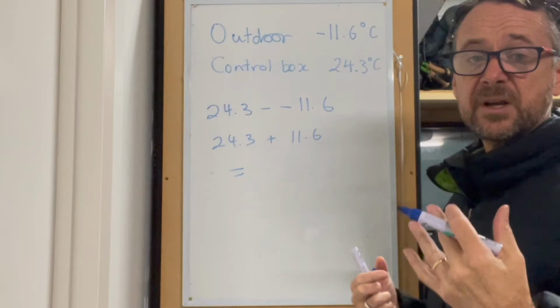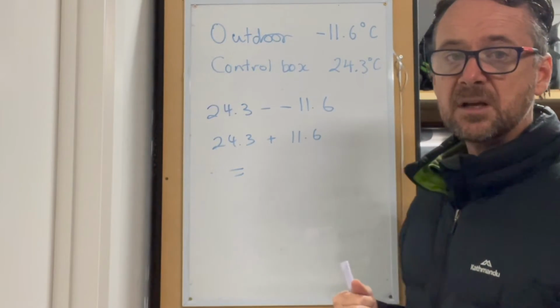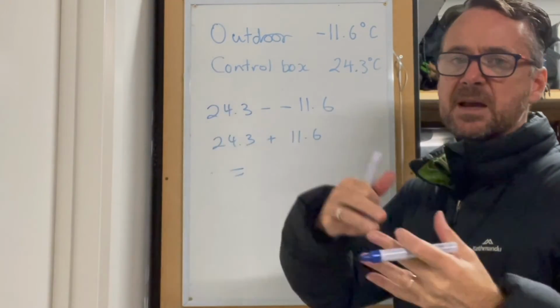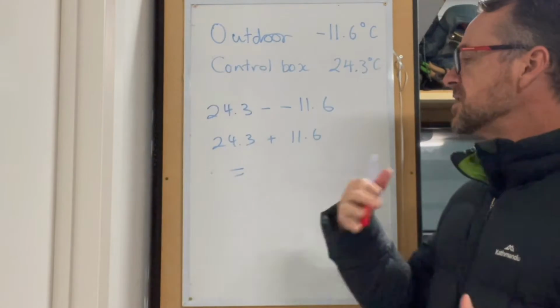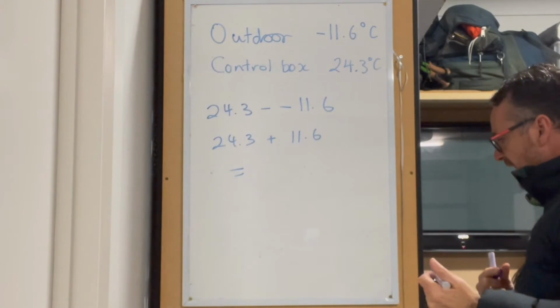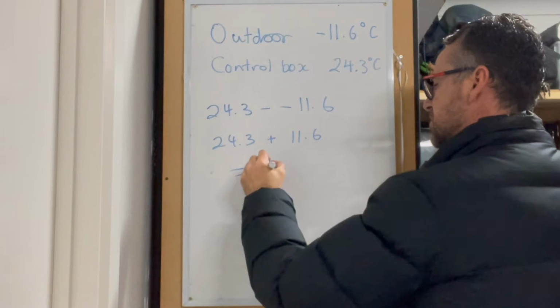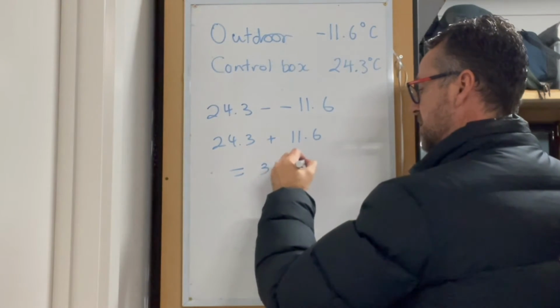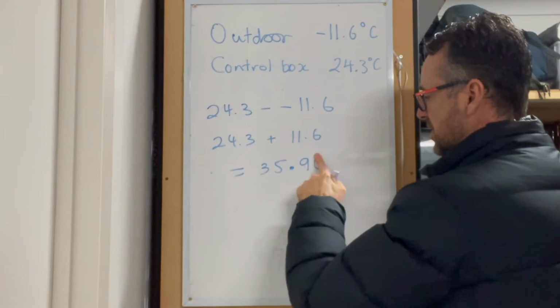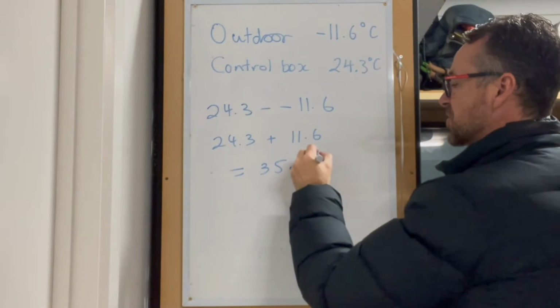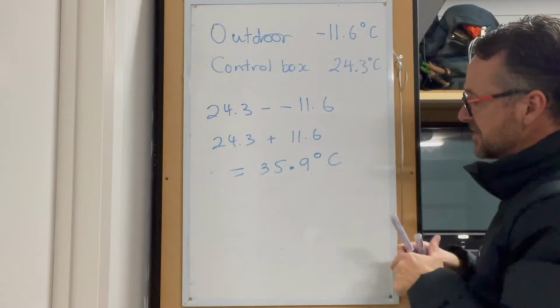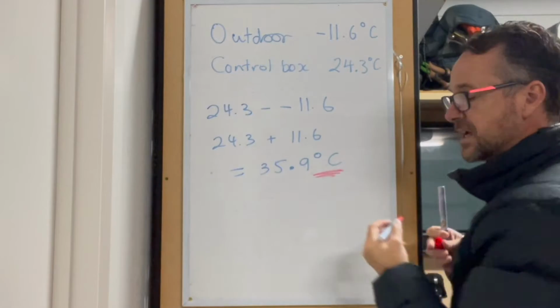You can imagine between it being minus 11 in the morning and then 24 degrees during the day, it's about a 30-degree shift in temperature. So your answer needs to be in that sort of range, and of course it's 35.9 degrees Celsius. And this bit here is crucial. This tells us what it is.